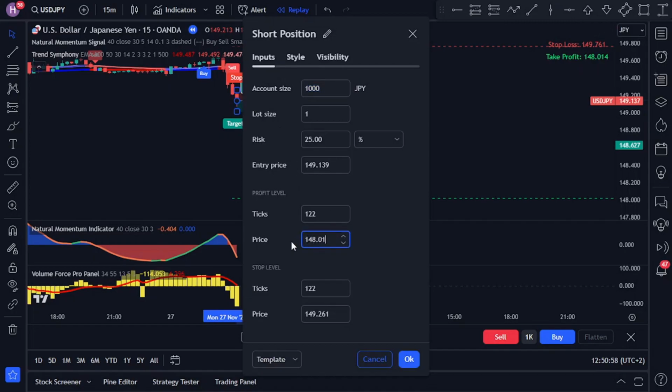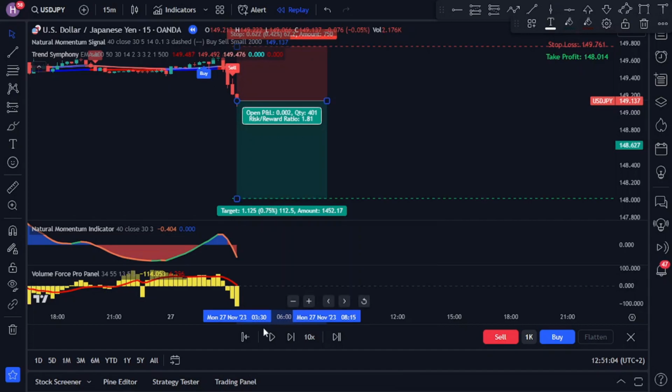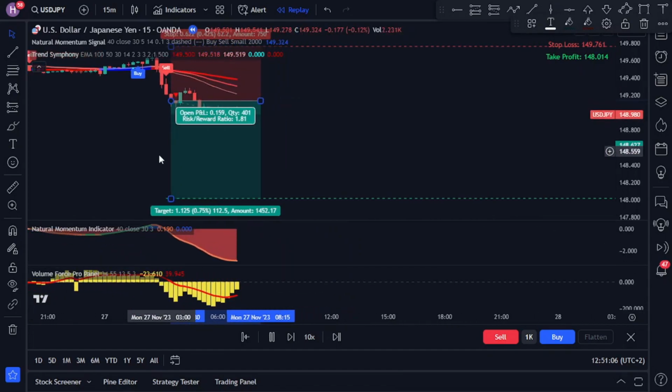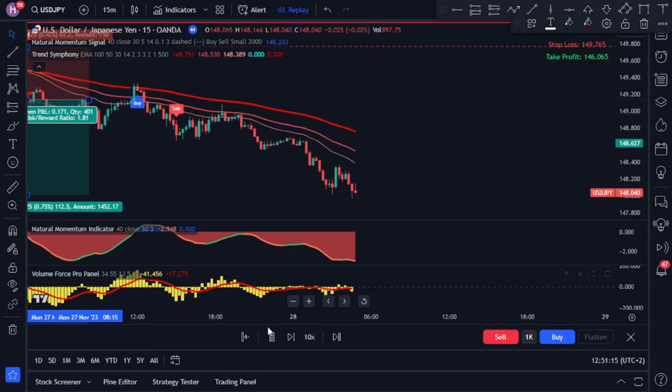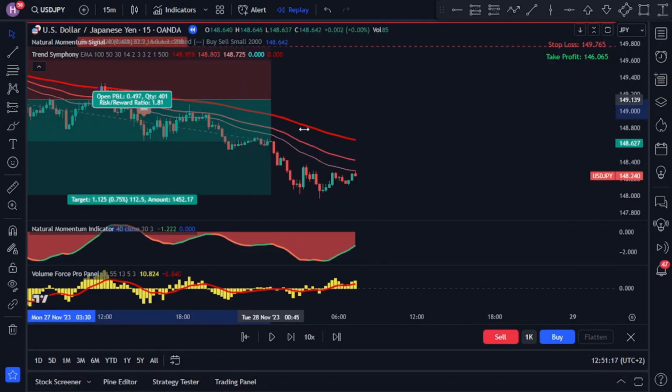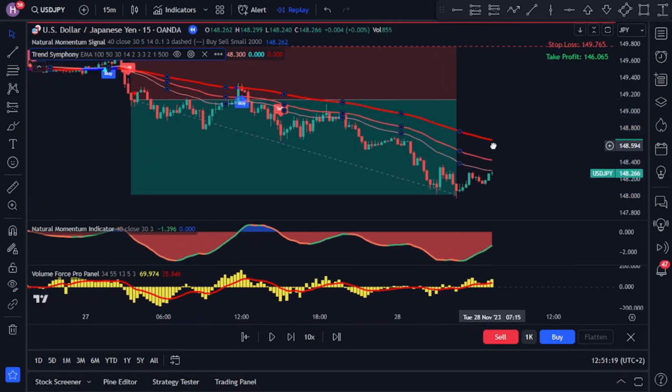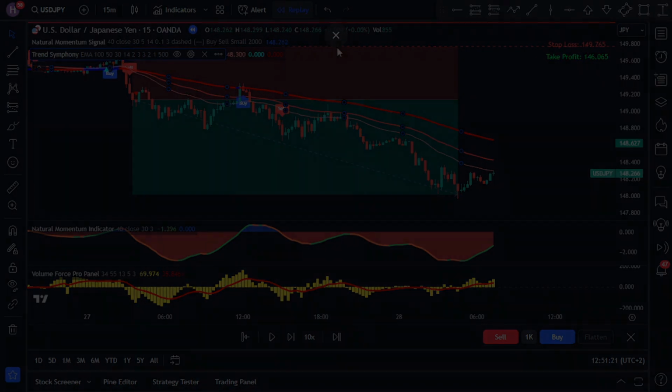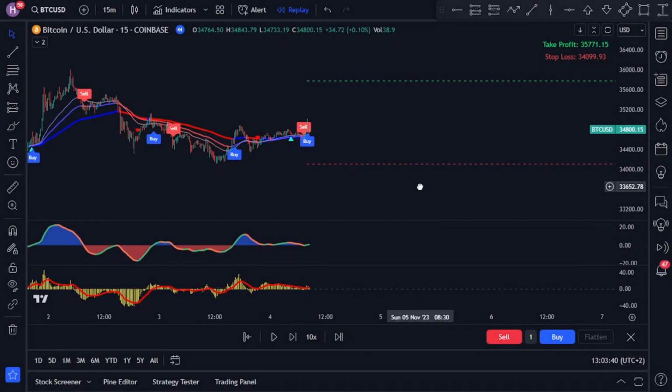For the sell trade, I will use the stop loss and take profit provided by the indicator and let the trade play out. By combining the accurate signals from the natural momentum indicator with trend and volume analysis, we can enter another winning trade. Next, let's look at the exact rules for entering a buy trade.